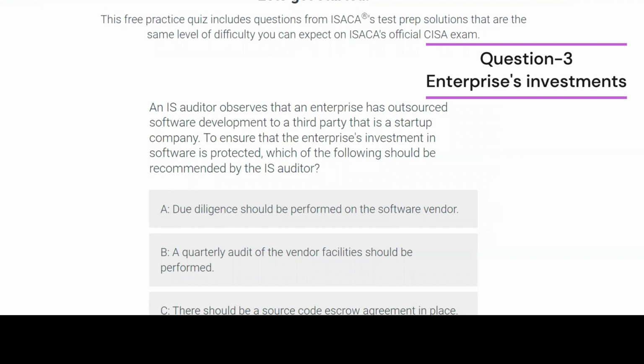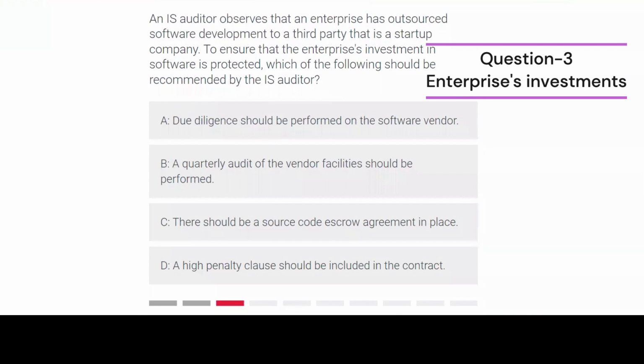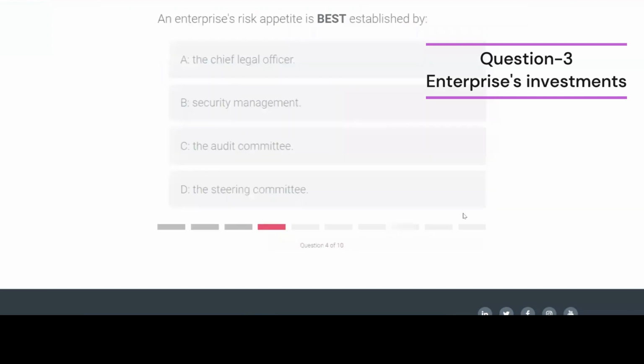An IS auditor observes that the enterprise has outsourced software development to a third party, a startup company. To ensure the enterprise's investment in the software is protected, which of the following should be recommended by the IS auditor? Due diligence should be performed. This could be a close answer. A quarterly audit of the vendor facility should be performed. I think this could be a risk because depending upon the criticality, you may have to change the audit frequency. There should be a source code escrow agreement in place. So this should be the right answer.